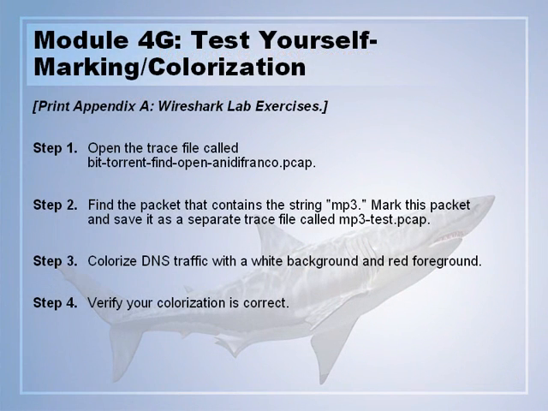Now it's time to test yourself in packet marking and colorization. You can print Appendix A, which will give you all of these steps for the Wireshark lab exercises. In step number 1, I want you to open the trace file called bit-torrent-find-open-annidifranco.pcap. In step number 2, find the packet that contains the string MP3. Mark this packet and save it as a separate trace file called mp3-test.pcap. You may want to save this into the trace file directory that you made in the earlier lab.